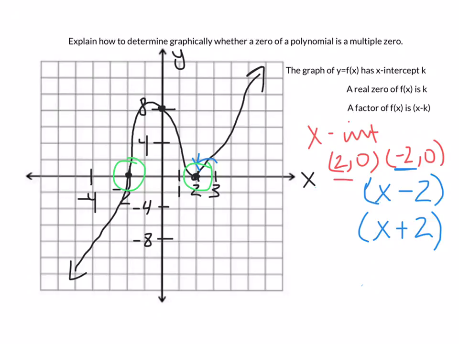How are they different? They are different in that one is positive and one is negative. One crosses the axis when the other one does not. This does not cross the x-axis. And because of that, they have different multiplicities.